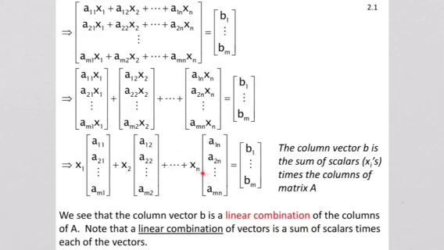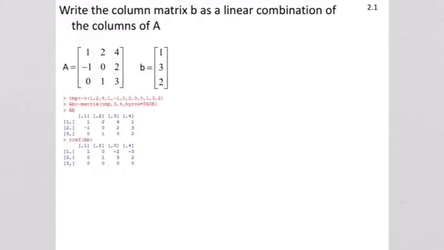When you have constants times vectors and you have a sum of them, that's called a linear combination. So on the left side we have a linear combination of the columns of A, and on the right hand side we have the column vector B. Our conclusion is that there will be a solution to the linear system provided B is a linear combination of the columns of A. We'll look at an example of that next.